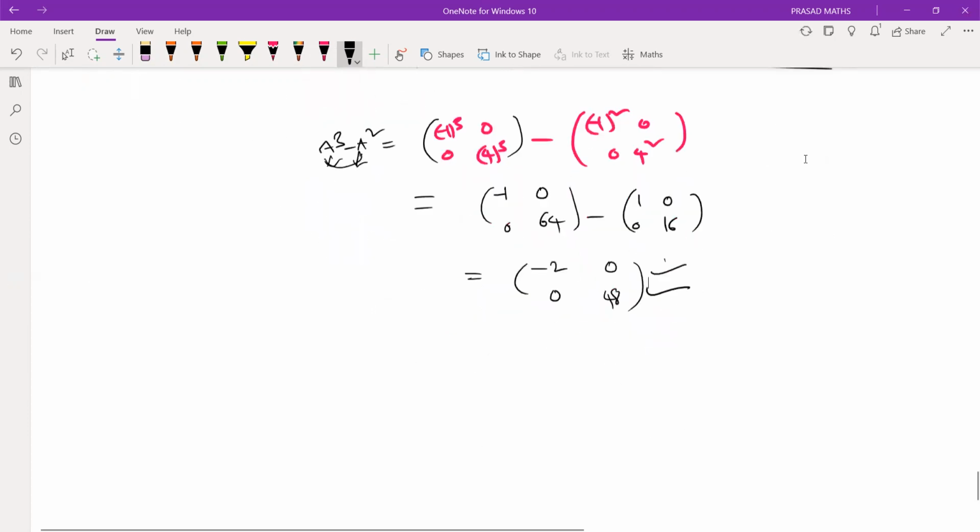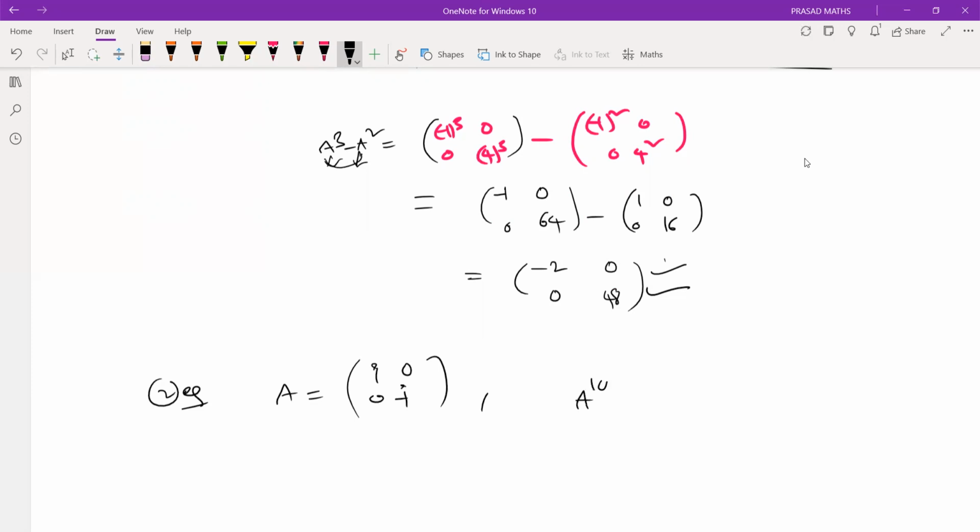Powers is a very important concept. You may be asked one question. Suppose you take A equals the matrix with 0, 0 and minus I. You may be asked for this question: suppose you are asked to find A power 100. What is A power 100?